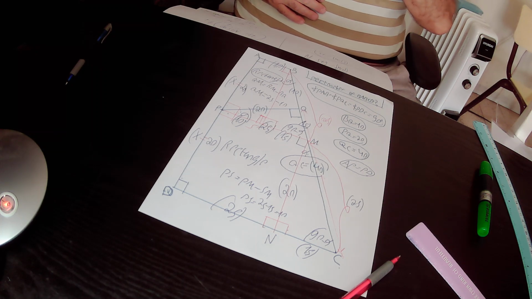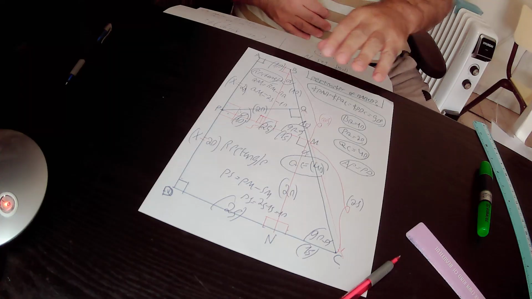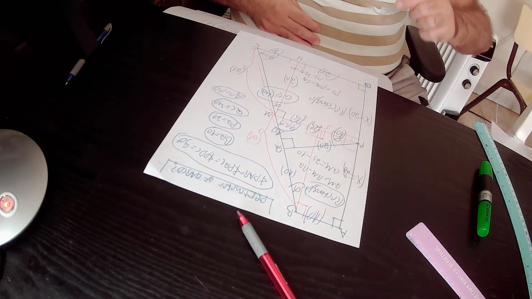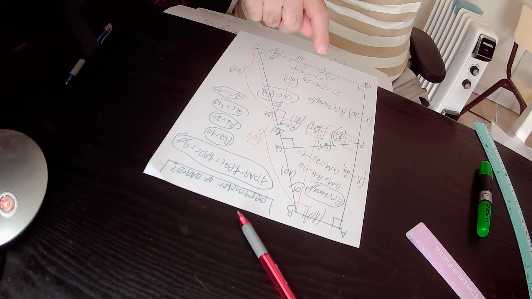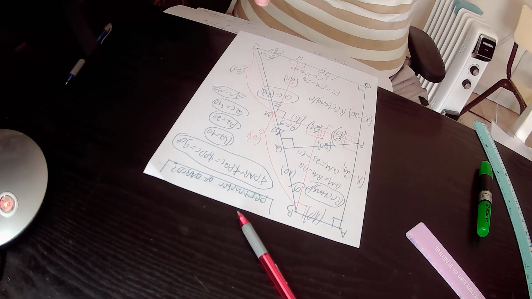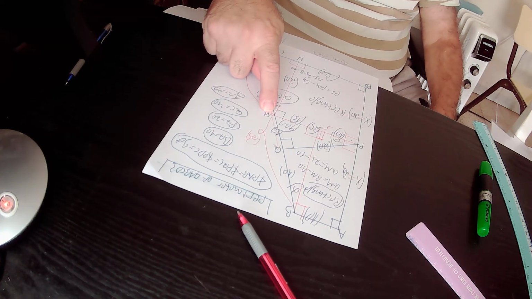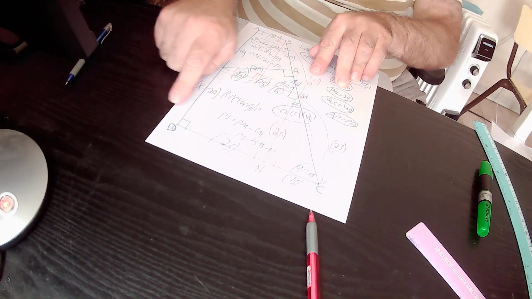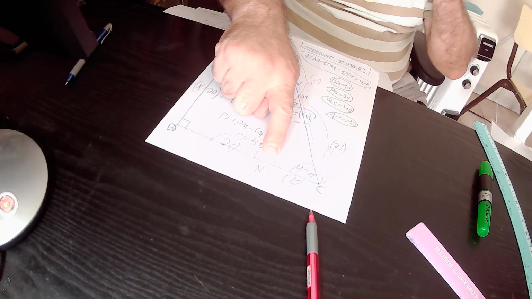we did a construction, that is to say, from point M we go perpendicular on DC. Again, from point M we go perpendicular on DC. So this angle equals 90 degrees and this angle also equals 90 degrees according to our construction.